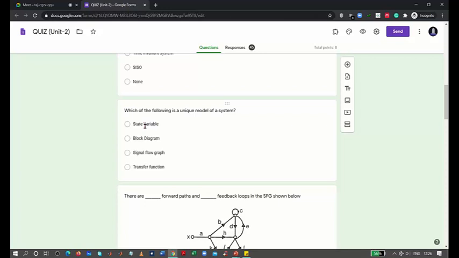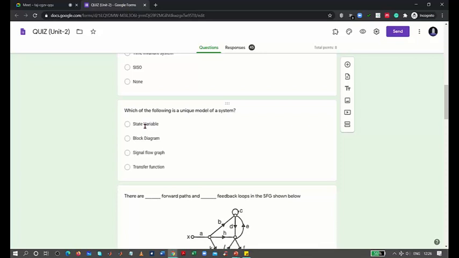And since signal flow graph is something that is related to block diagram, and since block diagram does not have a unique representation, thus SFG also doesn't have any unique model of the system. While I told you that the transfer function of any system, with the condition that it should be a linear time invariant system, because transfer functions are applicable to systems which are LTI in nature.